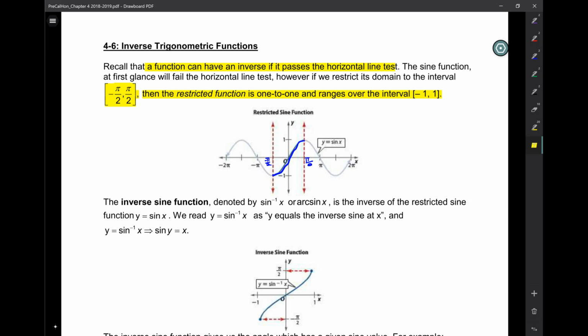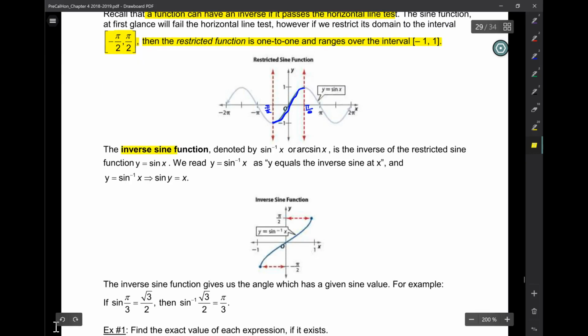Then we can get the inverse sine function. The symbol for it is inverse sine, like this, sine to the negative 1, or arc sine of x. Those two are synonymous. You can either say arc sine or you can say sine inverse. They're the same. And that is the inverse of the restricted sine function. The way it's read is y equals the inverse sine of x. And that's what it looks like.